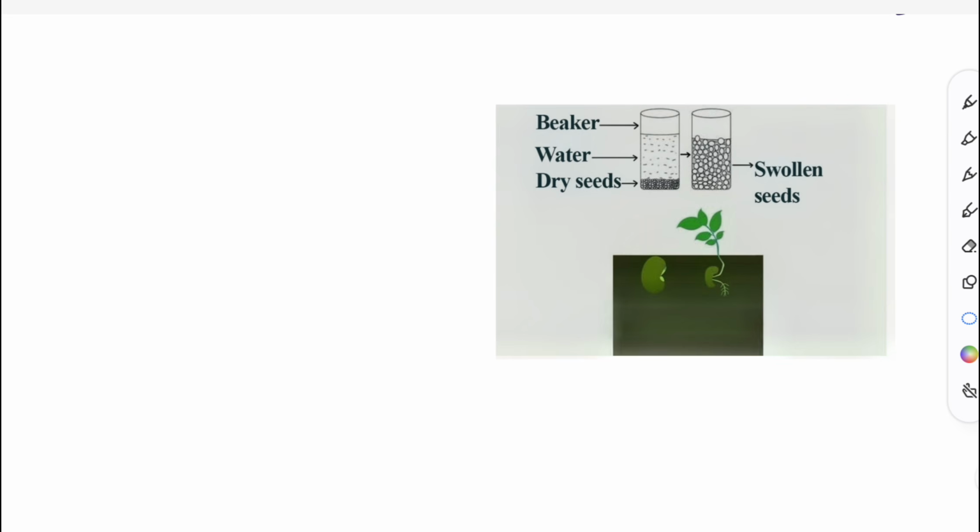Okay, now so here what we can see, suppose these are two beakers or test tubes, you can assume it. There are dry seeds kept here, and they are soaked in water. After a certain time, what we will see is that they are swollen. These seeds are swollen and their volume is up, and the space is completely occupied by the seeds. Okay, now this is imbibition.